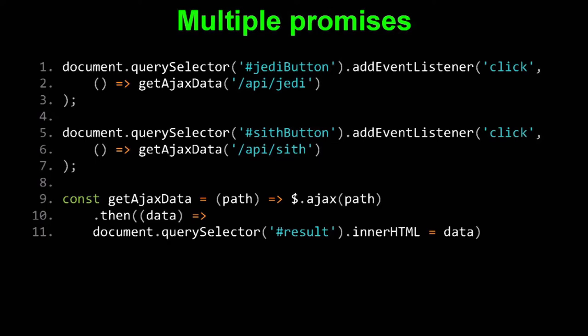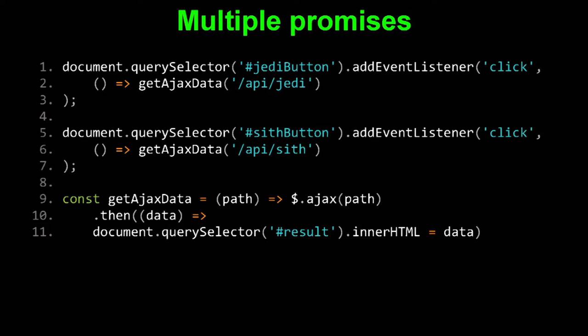Let's take a look at an example with multiple promises on a page. So we have two buttons on our page, a Jedi button and a Sith button. And each of these makes an Ajax call to a different API endpoint, and that returns us a list of either Jedi or Sith, and then displays it in a result div on our DOM. Can anyone see any potential problems with this?